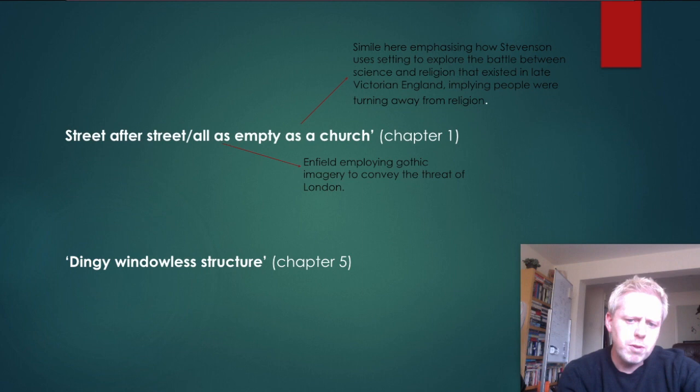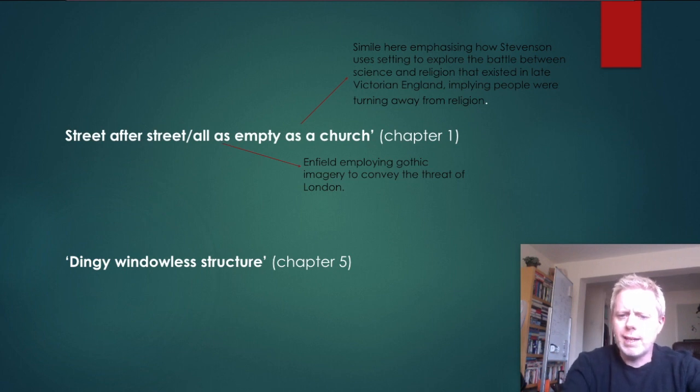Enfield employing Gothic imagery to convey the threat of London, street after street, all as empty as a church. Deserted buildings is a Gothic element. Empty as a church. The cross, another Gothic element.